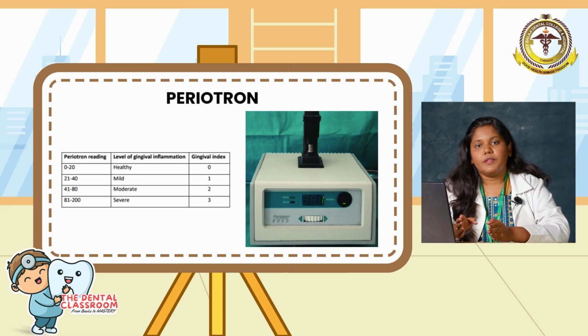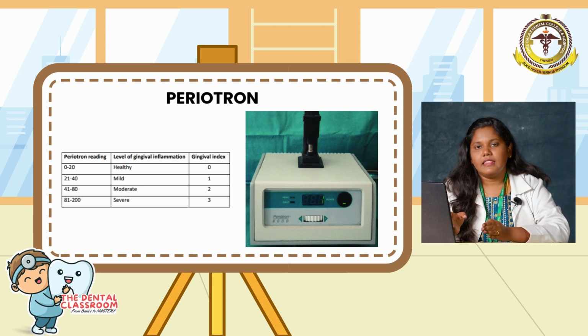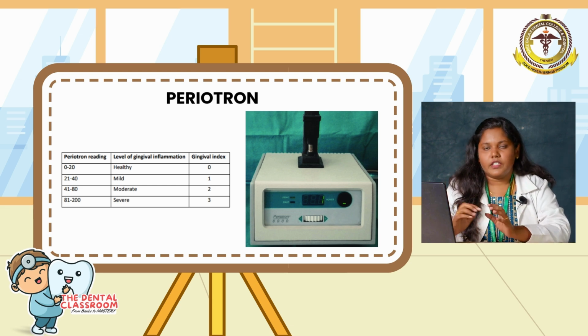So it has been proved that 0 to 20 implies a healthy gingiva with a gingival index of 0, and 21 to 40 a mild gingivitis, gingival index of 1, and 41 to 80 gingival index of 2 with a moderate gingivitis, and 81 to 200 reveals that there will be severe gingivitis with a gingival index score of about 3.